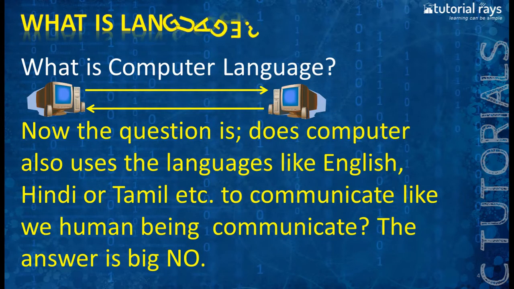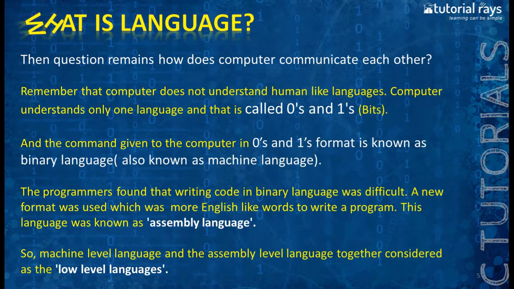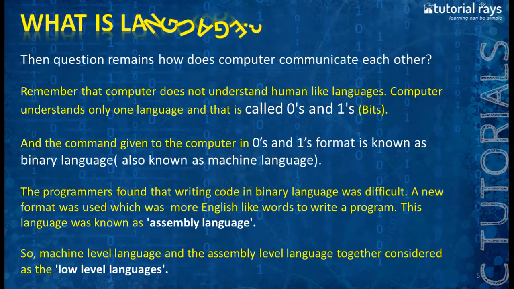Now the question is, what is computer language? Does a computer also use a language like English, Hindi or Tamil, etc. to communicate like we human beings communicate? The answer is a big no. Then the question remains, how do computers communicate with each other? Remember that a computer doesn't understand human-like languages. Computer understands only one language, and that is called zeros and ones, bits. And commands given to the computer in zeros and ones format is known as binary language, also known as machine language.